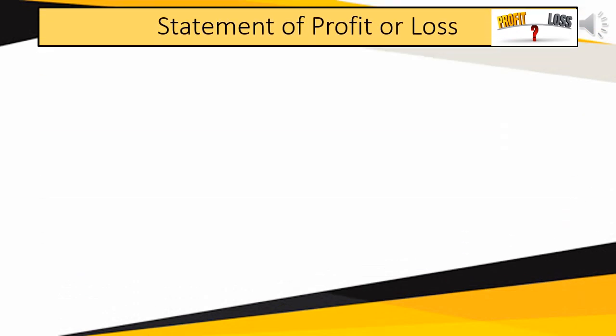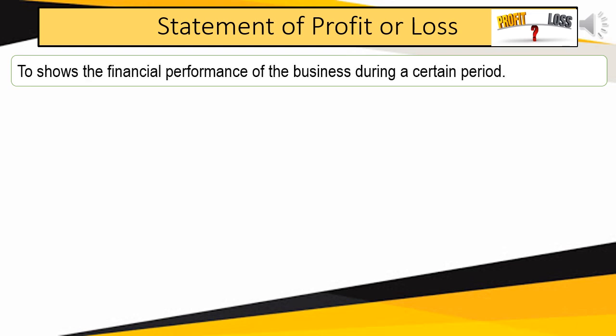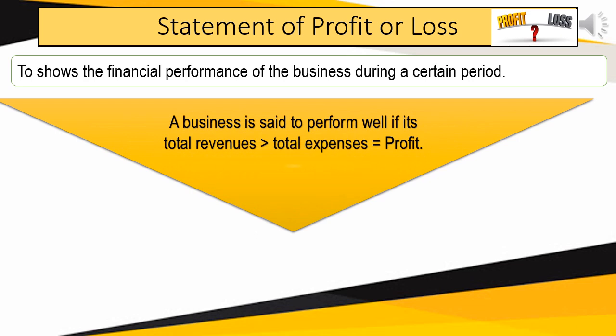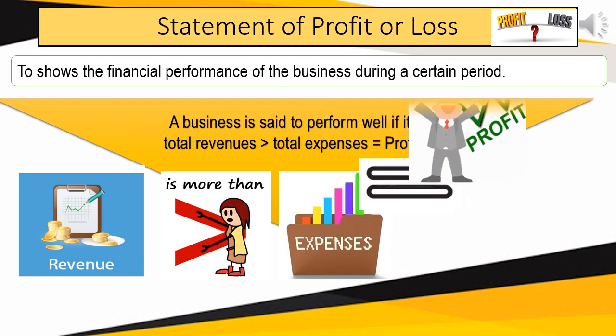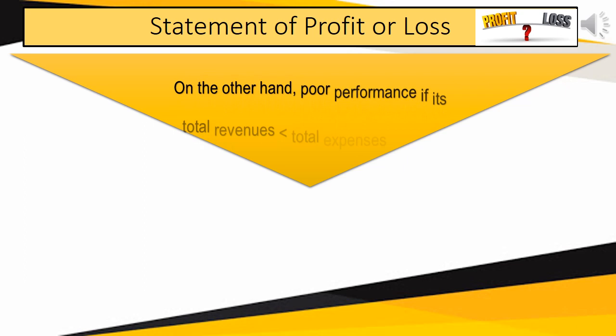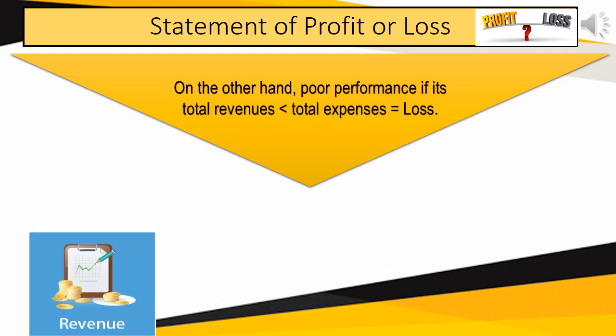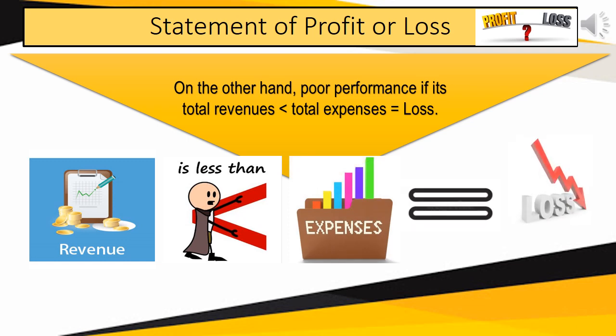The second statement, statement of profit or loss. The purpose of this statement is to show the financial performance of the business during a certain period. Well, a business is said to perform well if its total revenues are more than total expenses, meaning this business is making a profit. On the other hand, poor performance if its total revenues are less than its total expenses, that means a business suffers loss.